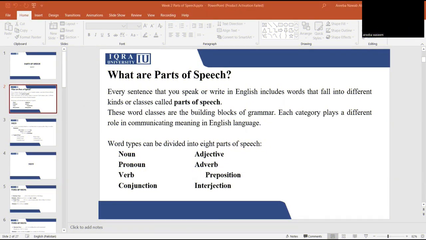Okay, so the most basic unit of English is a sentence. And what constitutes a sentence? It's parts of speech. Different parts of speech, your nouns, pronouns, adjectives, adverbs, everything is used to constitute a sentence in English. Okay, so we are going to cover parts of speech first.